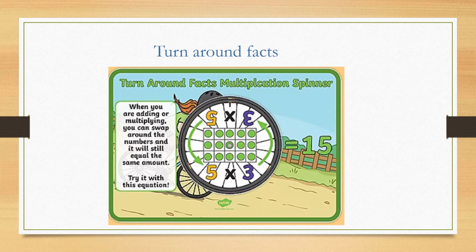To help us make some more number sentences, we're going to have a little look at turnaround facts. Turnaround facts are when you are adding or multiplying, you can swap around the numbers and it will still equal the same amount. So we can try it with this example on the board. We've got 5 times 3, and if we turn our array around, it's 3 times 5. So it's exactly the same. The answer is exactly the same, but we can use our turnaround fact to write it another way. So let's go back to our previous slide and see if we can practice using turnaround facts.